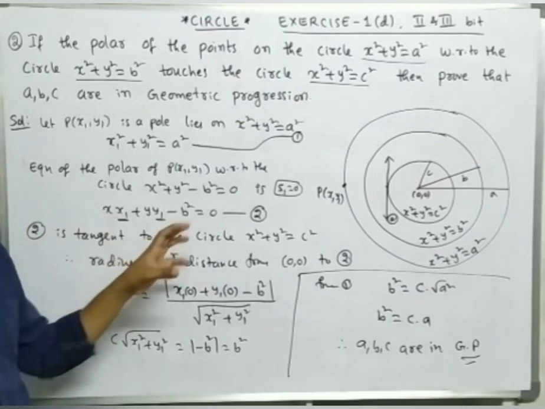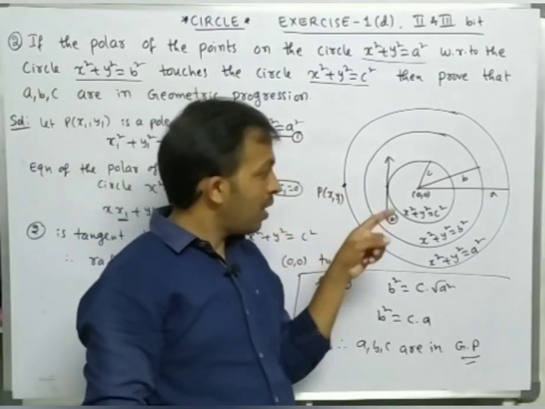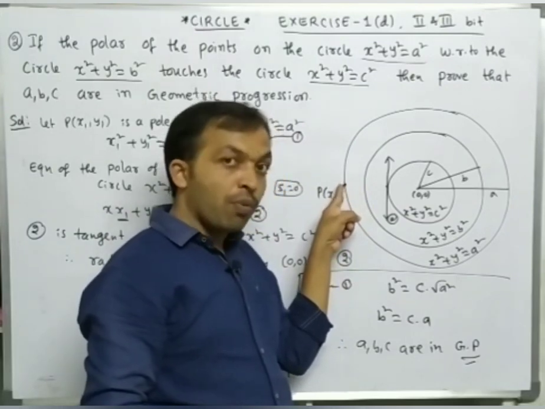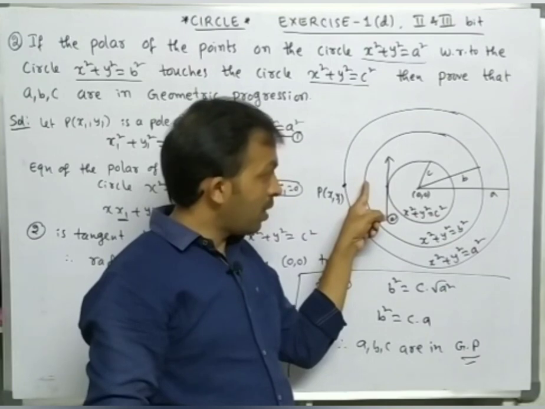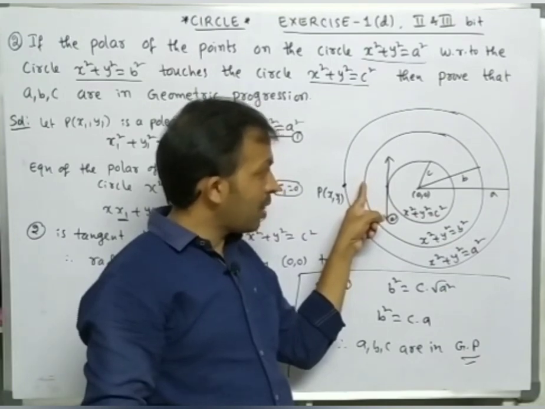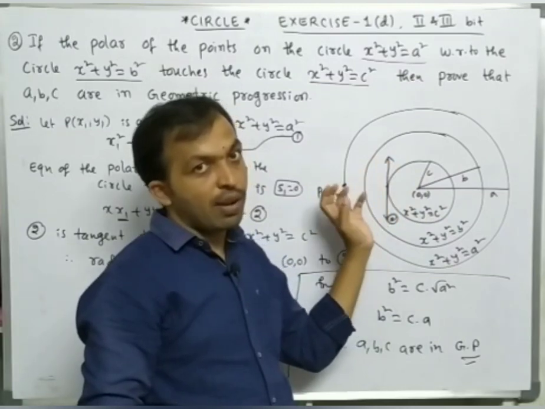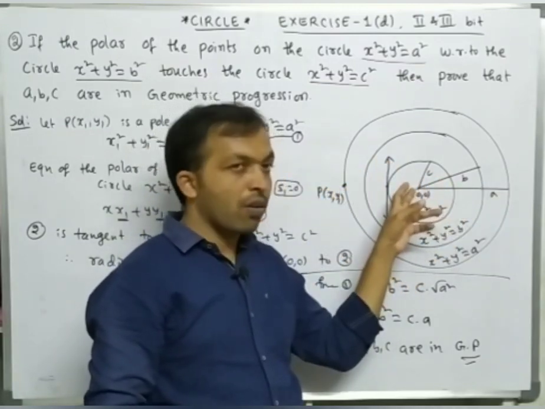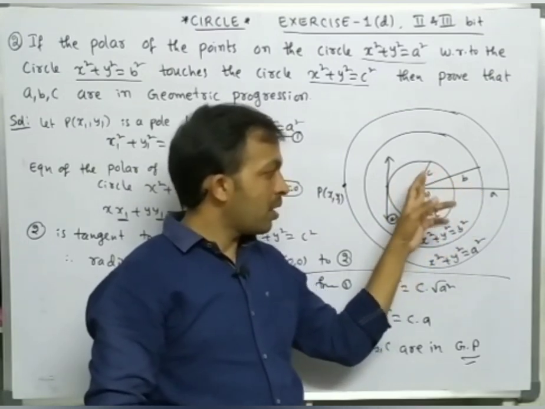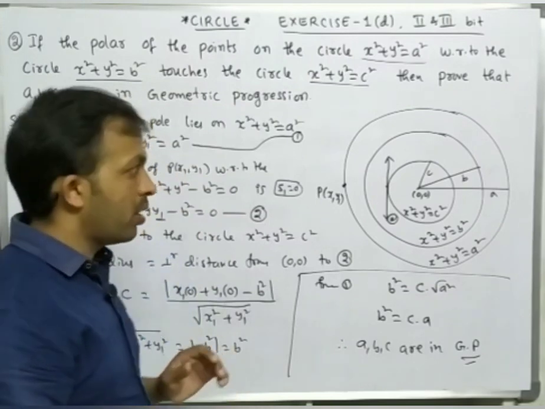So this is the beauty of this problem. Three concentric circles, the pole is on the outer circle, and the polar with respect to the middle circle is touching the inner circle. Okay, that is the concept here. So three circles are centered at the origin with different radii, and they are in geometric progression.